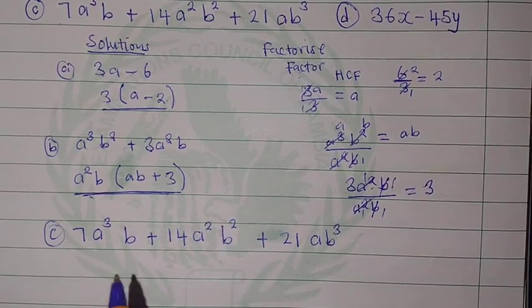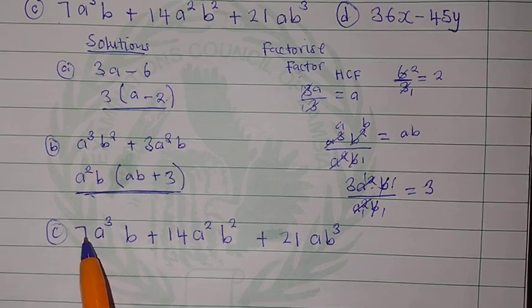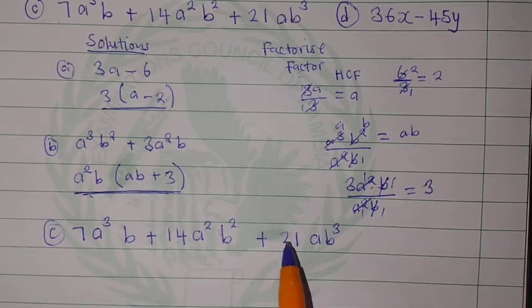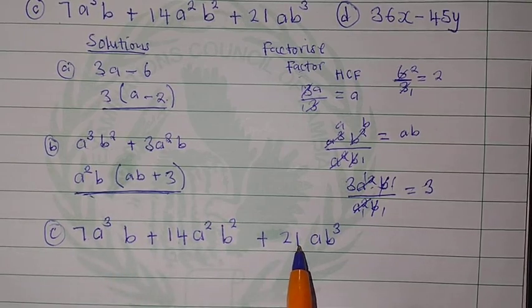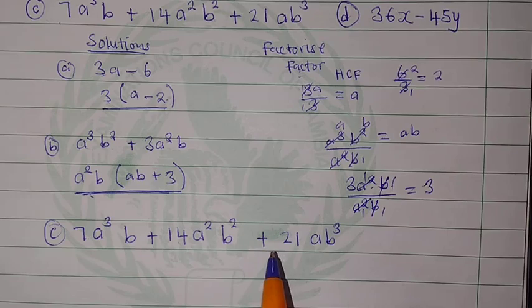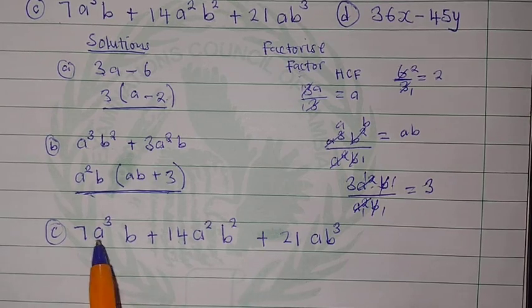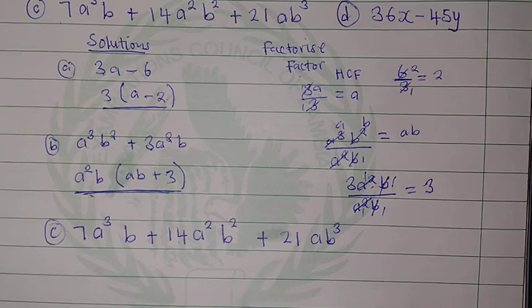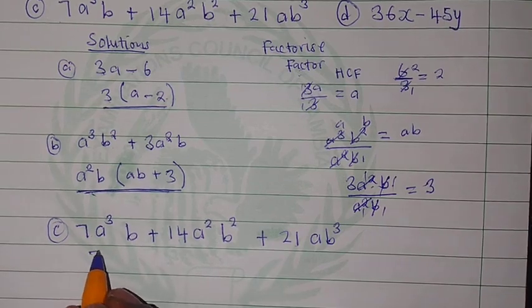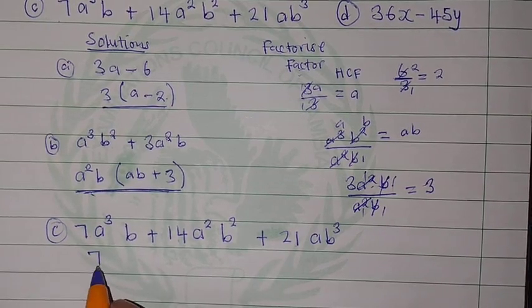So remember what I said. Look at the numbers first. Here we have a 7, a 14, and a 21. So find the highest common factor of 7, 14, and 21. We are looking for a bigger number which can go into 7, 14, and 21, and that number should be the same number. So the highest common factor of these is 7. So I factored out a 7.